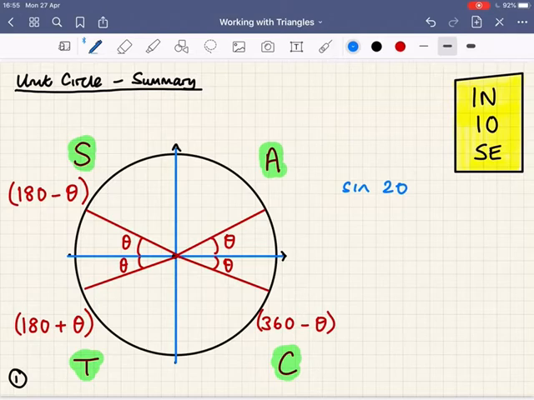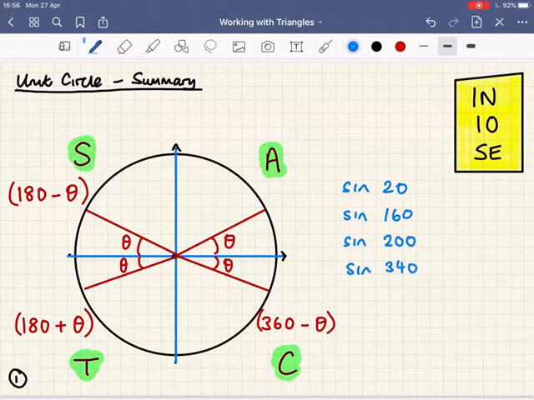In the second quadrant, the equivalent ratio would be an angle of 180 minus 20 degrees. So sine 160 is also part of the family. And in the third quadrant, this time I've gone to 180 degrees, and then I'm going to add my 20 degrees to get sine of 200 degrees. And in the fourth quadrant, I'm going to go all the way around. This time I'm going to calculate 360 minus my 20 degrees to get sine 340.